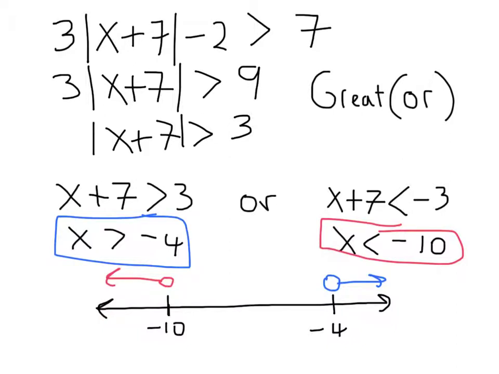So in our final graph, it would be an open circle, darken this area, and then it would be an open circle, darken this area. And that's actually it. Okay, so that's how to handle the absolute value inequalities.